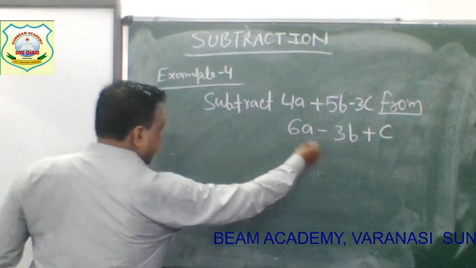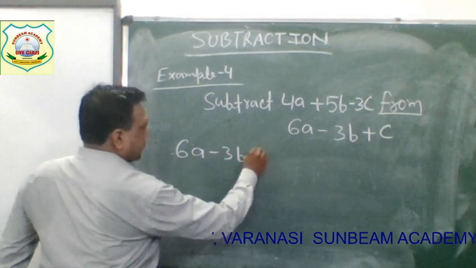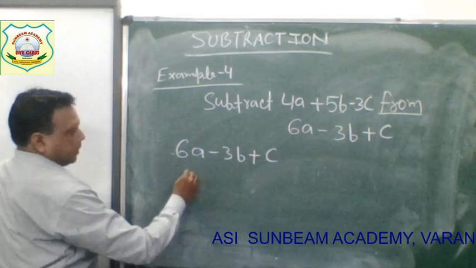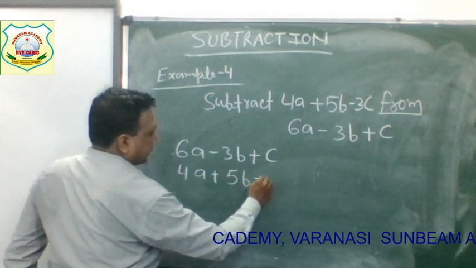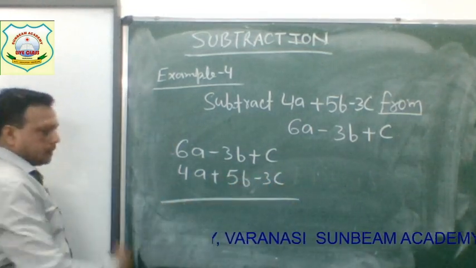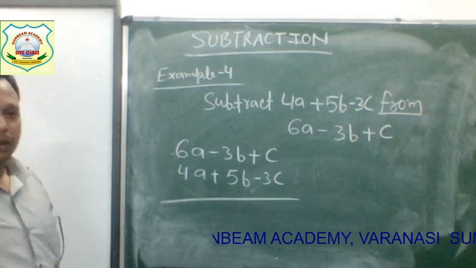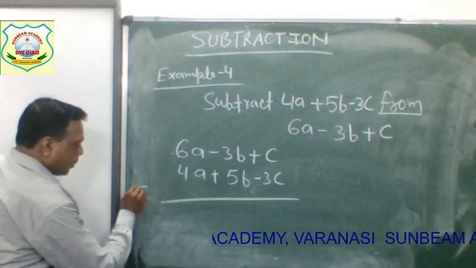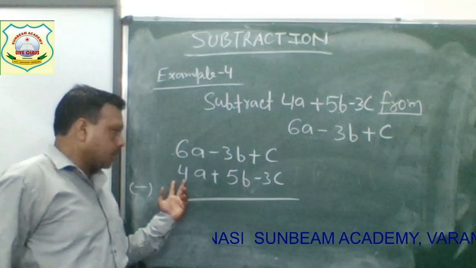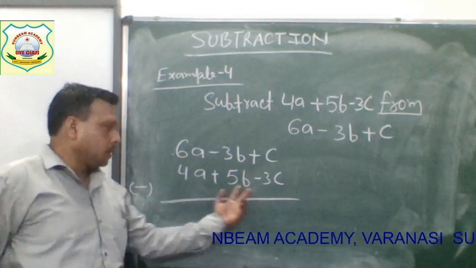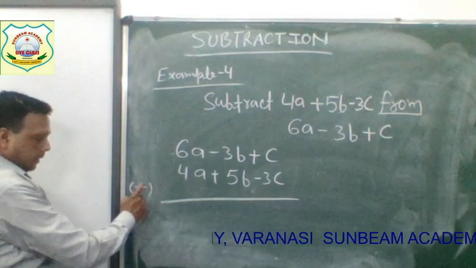First of all, I am telling the vertical method: 6a minus 3b plus c, then after that 4a plus 5b minus 3c. Students, we want to do subtraction. Here the sign will change. We will see the last, means the second expression, all the signs. All these signs will change. What sign is here? Plus and minus.